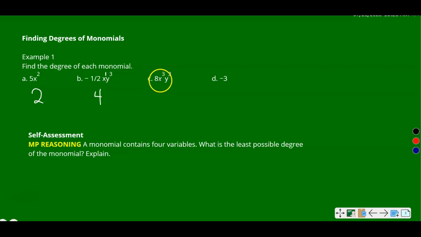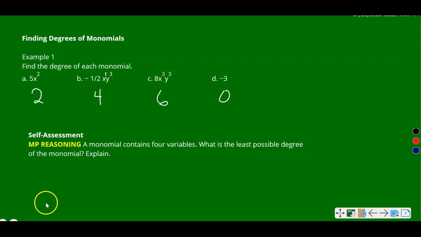C part, 8x cubed y cubed. 3 plus 3 is 6. So the degree is 6. D is a constant. It's just a number. So there's no variable or exponent. So the degree is 0.